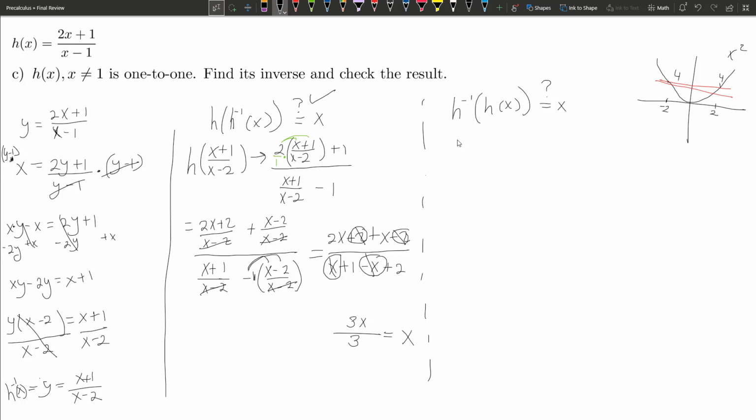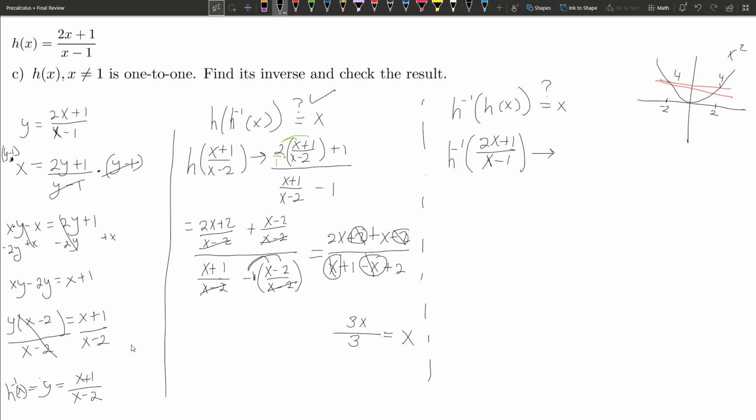Now let's do the opposite way. So h inverse of h of x. Now h of x is this thing. So that's 2x plus 1 over x minus 1. Is that equal to x? Well, let me just erase that. I didn't need to write the equal sign there. Really wanted to write an arrow.